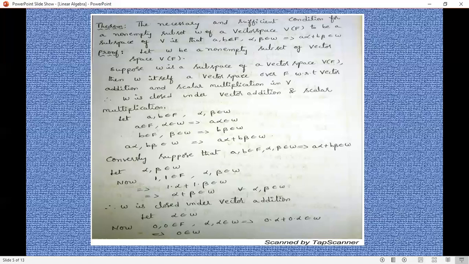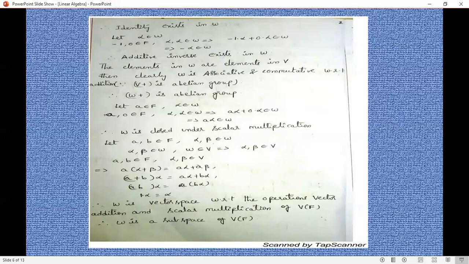Now we have to prove: let alpha belongs to W. Now we are considering 0, 0 belongs to F. Since F is a field, that means F is a ring, that means the identity element exists in addition. Okay. Now we are taking 0, 0 belongs to F, alpha belongs to W implies 0 into alpha plus 0 into alpha belongs to W implies 0 belongs to W. So 0 belongs to W means the identity element exists in (W, +).